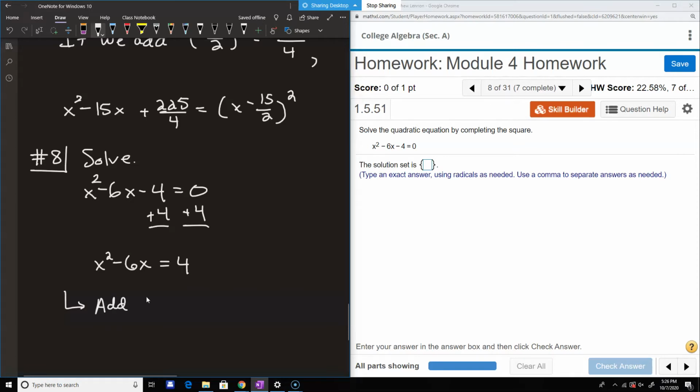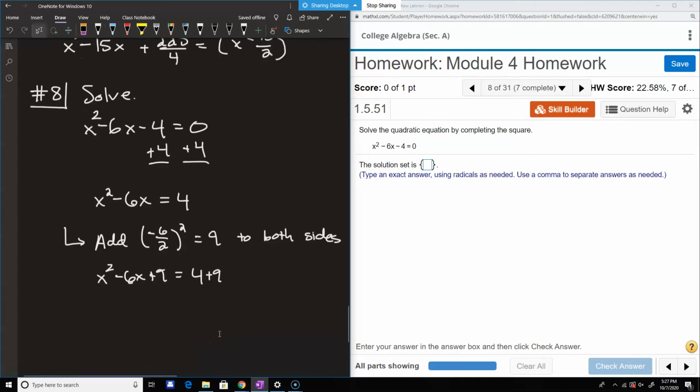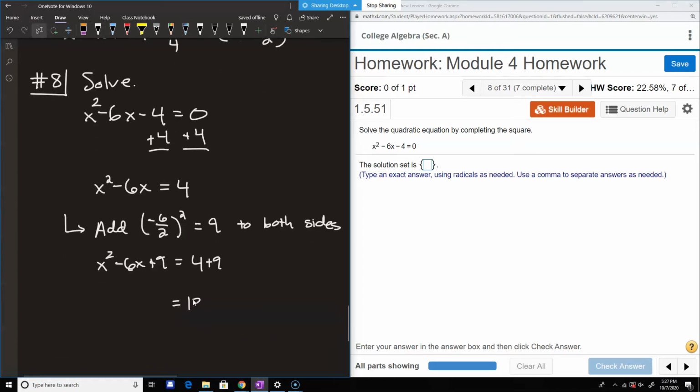Add negative 6 over 2 squared, which is what? Negative 3 squared, which is 9, to both sides. Okay, so we do that. X squared minus 6x plus 9 is equal to 4 plus 9. So that's going to be 13. And then what will the left-hand side factor into? Well, it'll factor into x, and then this number here, the minus 6 over 2, which is minus 3, right? So it'll factor into the quantity x minus 3 squared.